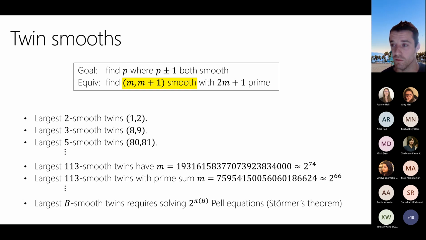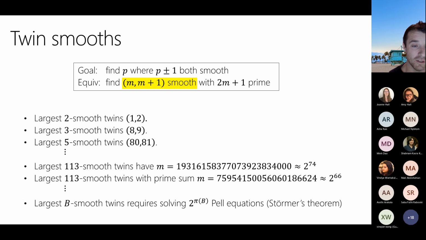I was really hopeful that I could find two consecutive numbers that are both 3 smooth. So maybe you can find two large consecutive numbers where one of them is a power of 2 and one of them is a power of 3, that just happen to be next to each other. That was my first and, I guess, naive wish, that I could find these things out in the wild. But it turns out, because of this theorem of Stormer, that hope was quashed very quickly.